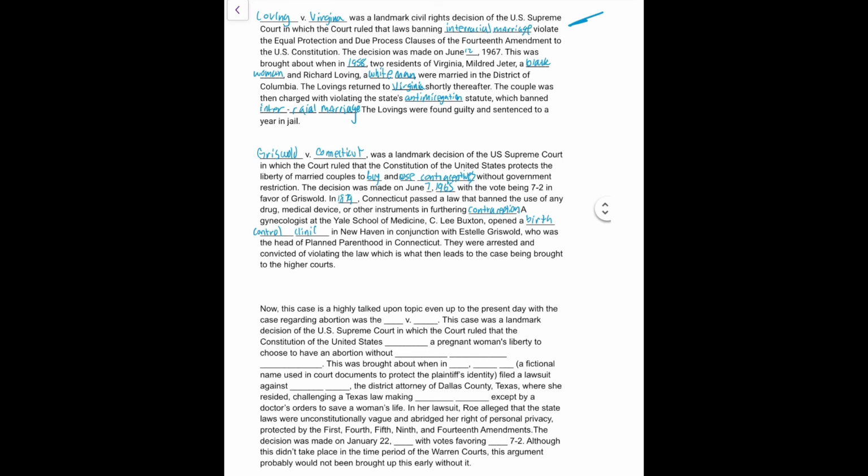So another case that is highly talked about even up to the present day, with the case regarding abortion, was the Roe versus Wade case. This case was a landmark decision of the U.S. Supreme Court in which the court ruled that the Constitution of the United States protects a pregnant woman's liberty to choose to have an abortion without excessive government restriction.